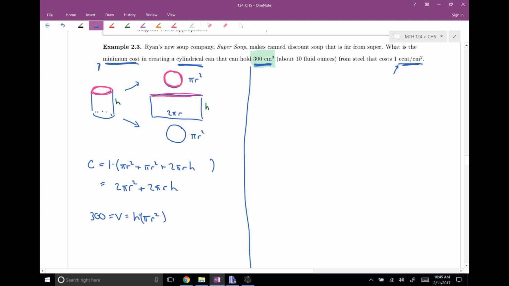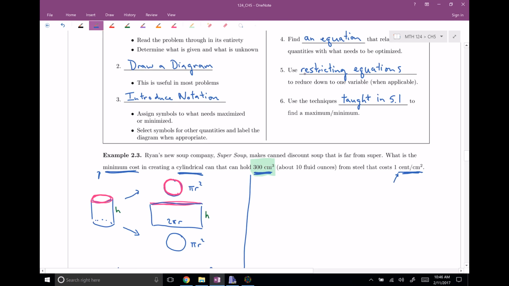So there's our equation for the area of the base. Let me go ahead and solve this for height. That's where I was trying to go. If I'm going to solve this for height, I want to divide by pi r squared on both sides. So I'm going to have 300 divided by pi r squared equal to height, right? Because again, my goal is to use restricting equations, step 5, to reduce our cost equation down to just 1 variable.